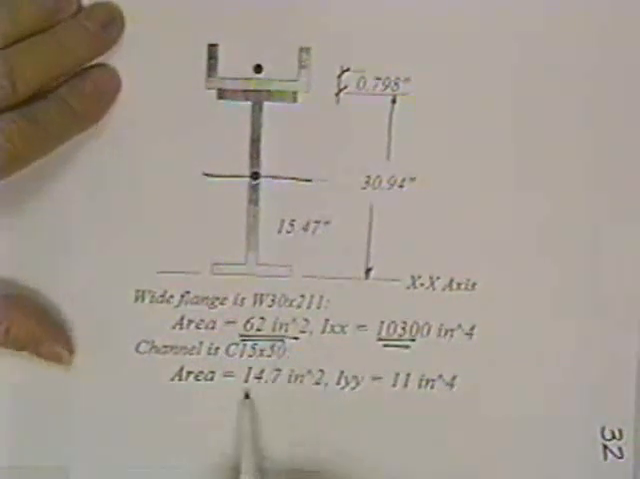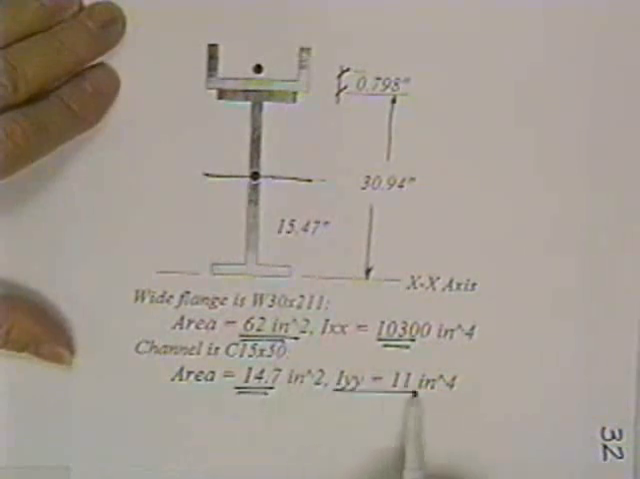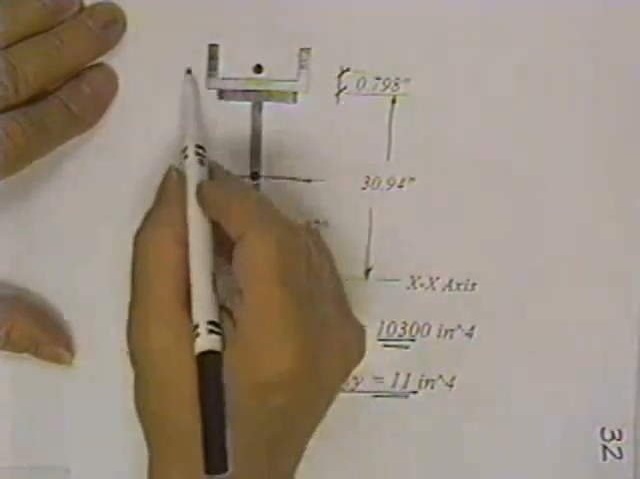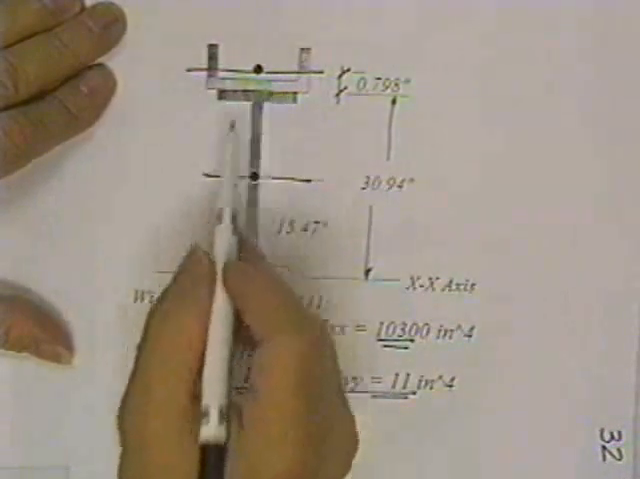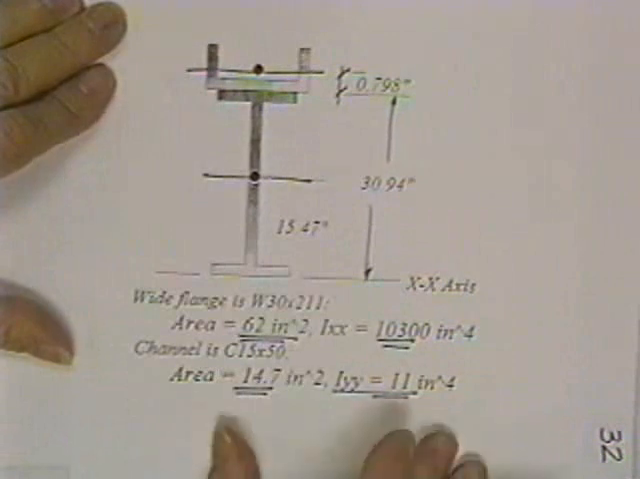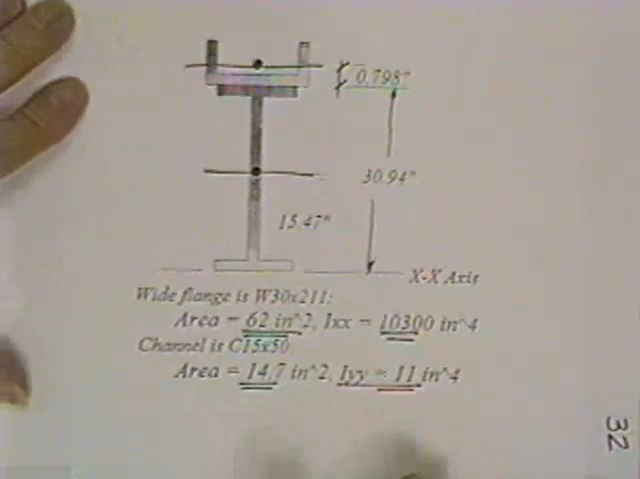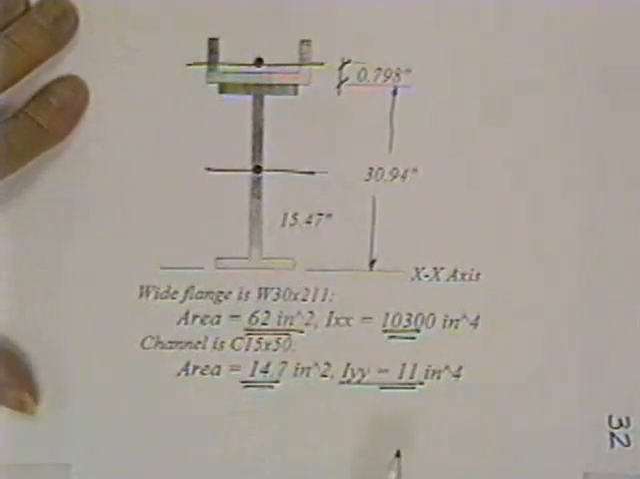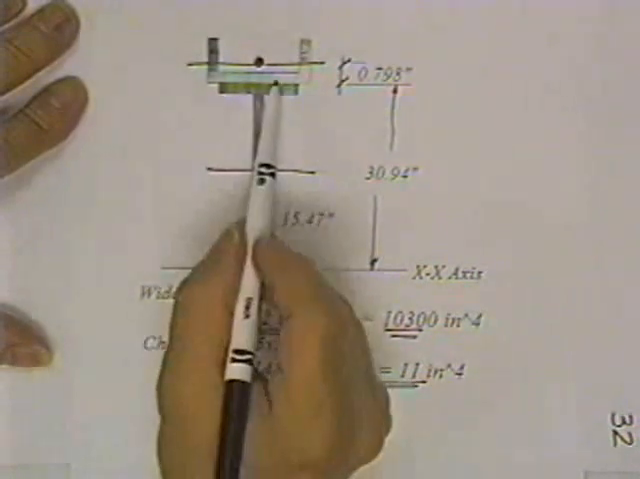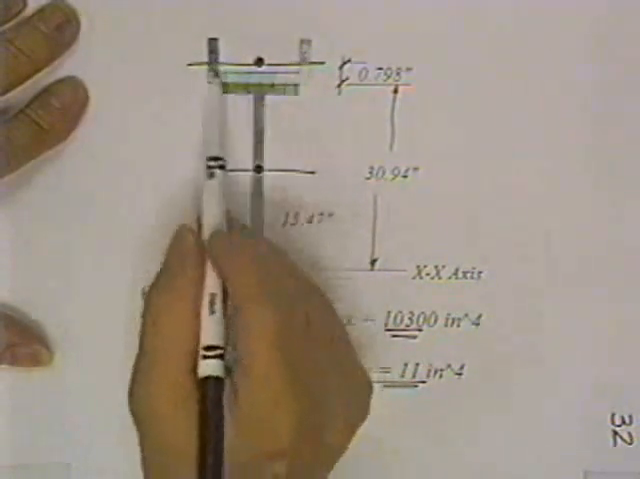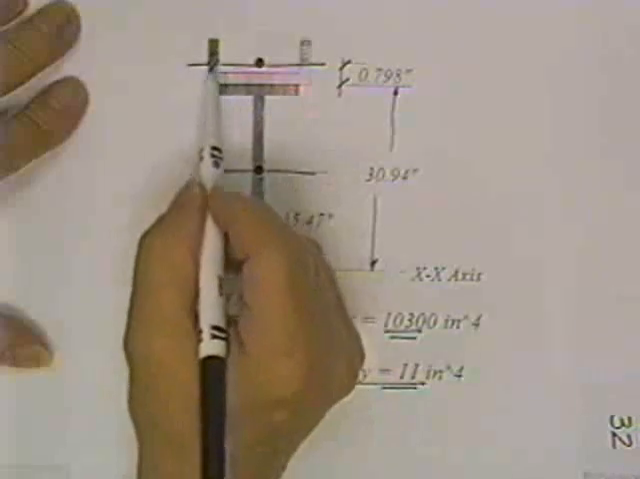The channel is a 15 by 50. It has this much area, and it has this much moment of inertia about its own personal centroid. We intend to weld these two pieces together, locate the centroid, and locate the moment of inertia about that axis. You'd work it exactly like you did any of the rest of them, because now you know what this area is. That's all that's ever required, regardless of how strange it looks.